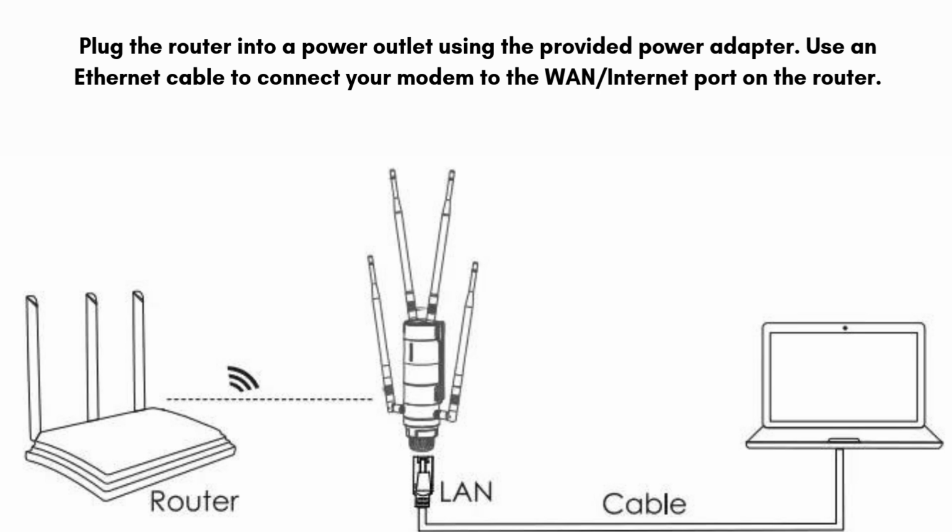Plug the router into a power outlet using the provided power adapter. Use an Ethernet cable to connect your modem to the WAN/Internet port on the router. Connect your computer to one of the LAN ports on the router using an Ethernet cable. Find the default Wi-Fi network name, SSID, and password. This information is usually on a label on the router or in the router's documentation.